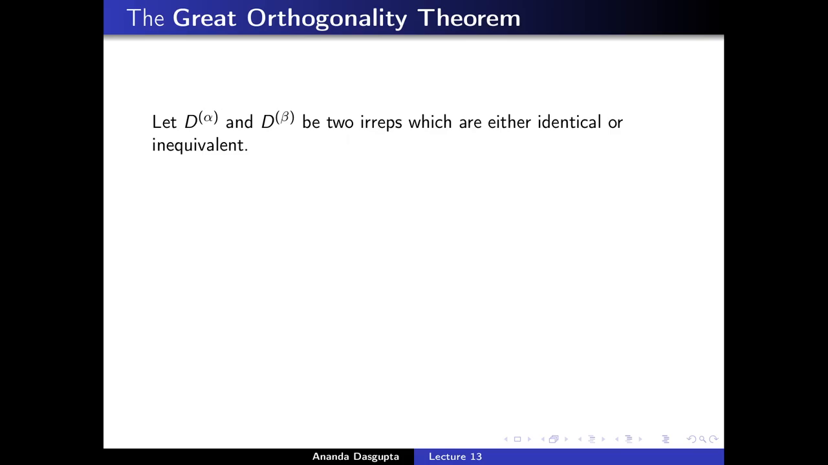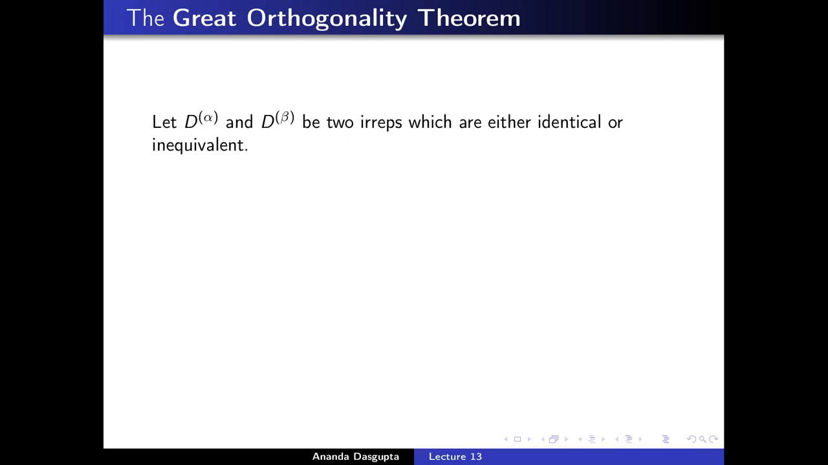And that is exactly what we mean when we choose this setting, that we have two irreps which are either identical or inequivalent. So imagine that what we are trying to do here is create a list of all the irreps a particular group has. And as you will soon see, maybe not in this lecture, but perhaps in the next one, the number of irreps of a finite group is definitely finite. We are listing all of them.